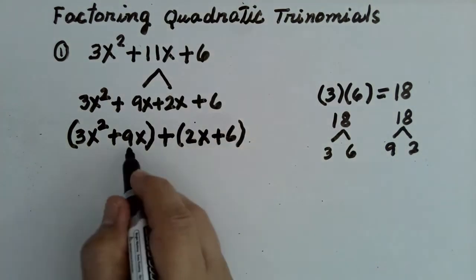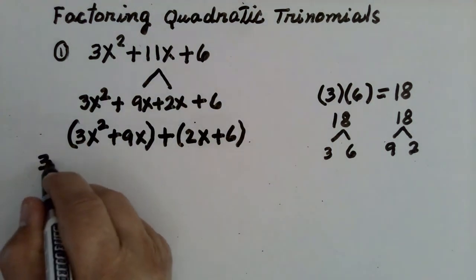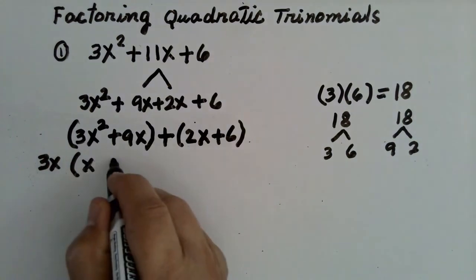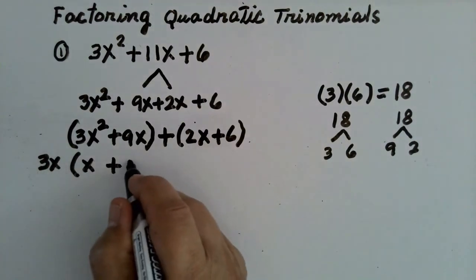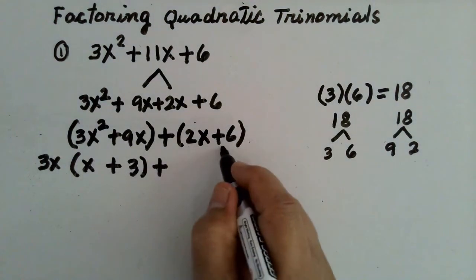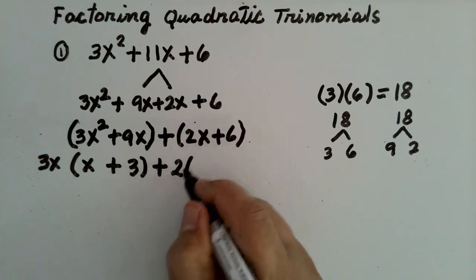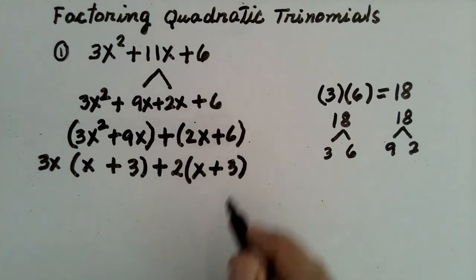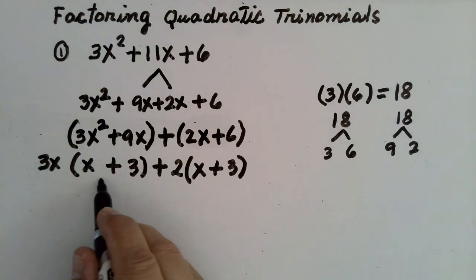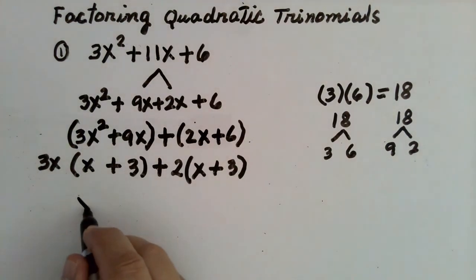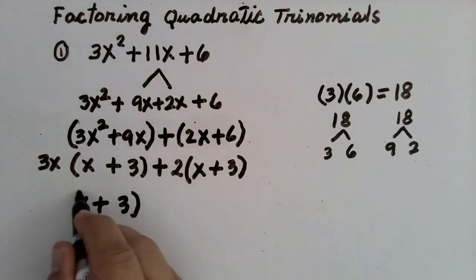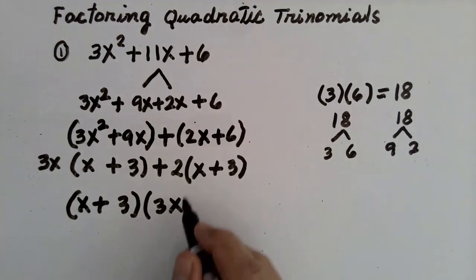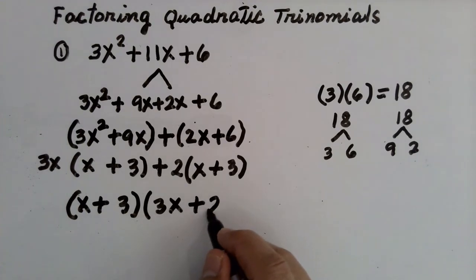Find the common factor. The common factor here is 3 and x. So 3x squared divided by 3x is x, plus 9x divided by 3x is 3, plus the common factor here is 2. 2x divided by 2 is x. 6 divided by 2 is 3. You can see that there is a common binomial factor, x plus 3 here, x plus 3 here. So x plus 3. This divided by x plus 3 is 3x. This divided by x plus 3 is positive 2.